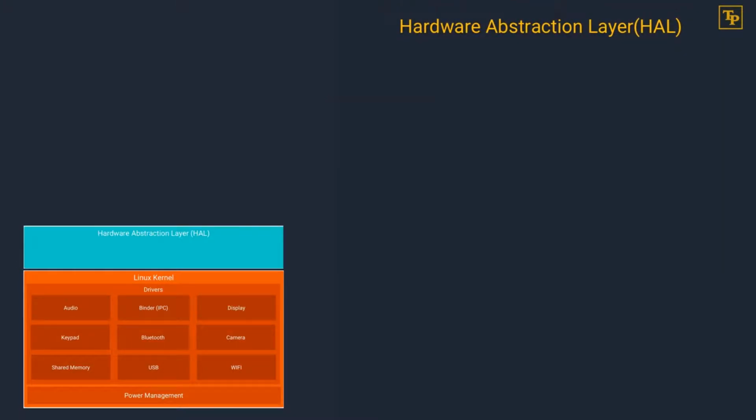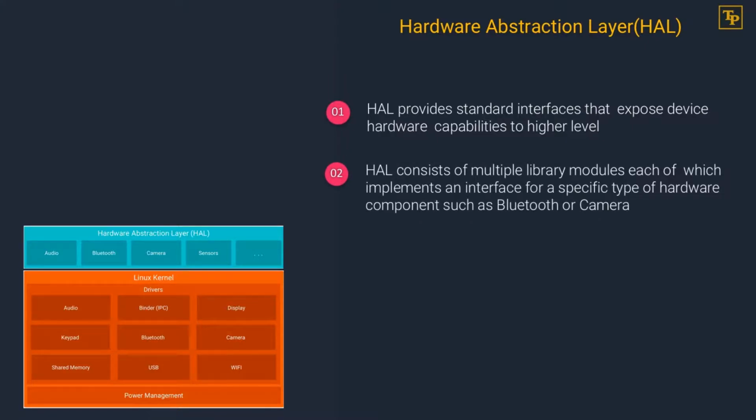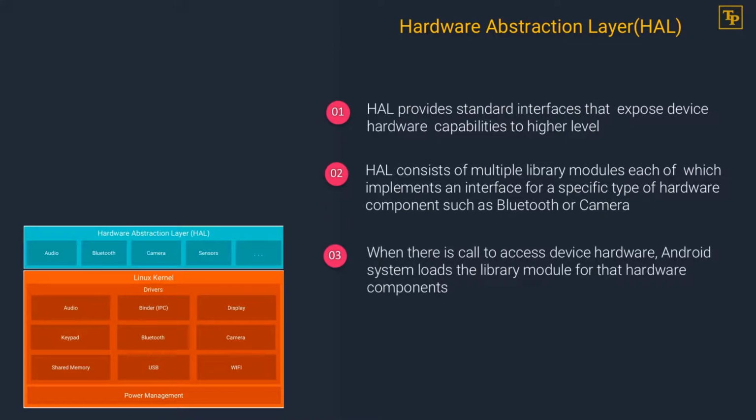Hardware abstraction layer, or in short HAL, comes on top of Linux kernel. For every hardware component such as Bluetooth, camera, audio, display, there is a standard interface which defines the capabilities of the hardware component. HAL exposes these standard interfaces to the higher level Java API framework. HAL consists of multiple library modules. Each of these library modules implements an interface for a specific type of hardware component such as Bluetooth, audio or camera. Whenever there is a call to access a specific hardware component, Android system loads the library module for that hardware component. For example, if an application tries to access camera hardware, Android system loads the camera library module of HAL.